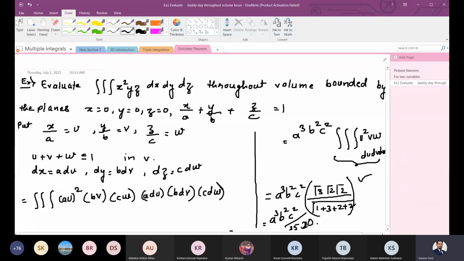So this is how we use Dirichlet's theorem. If it is a one mark MCQ question, maybe the region itself satisfies Dirichlet's theorem. But if your region does not satisfy Dirichlet's theorem, we can make a proper substitution in such a manner that all the conditions for Dirichlet's theorem hold, and we will be able to find the integral. Next example.